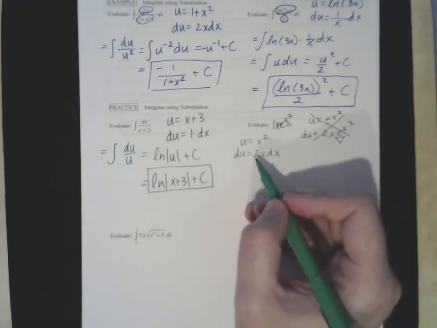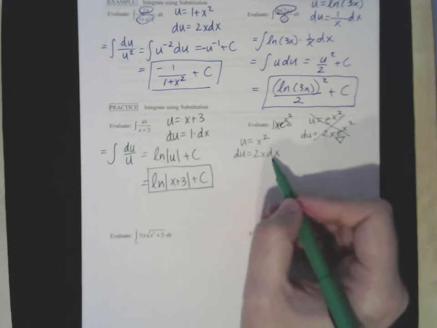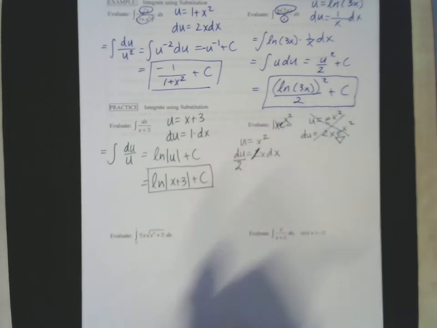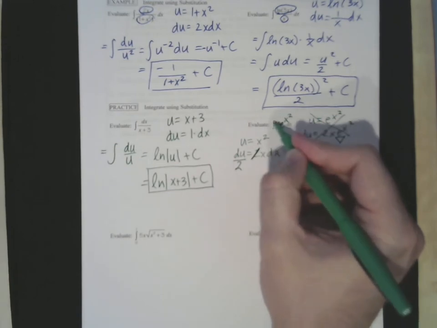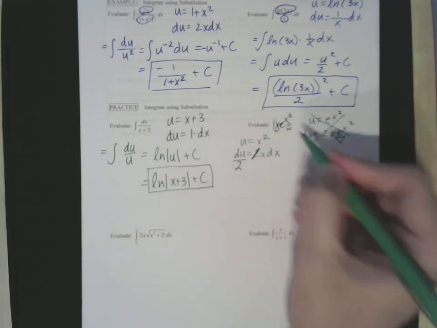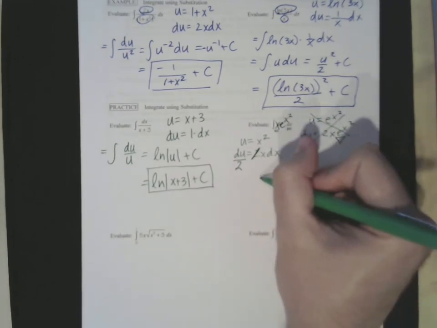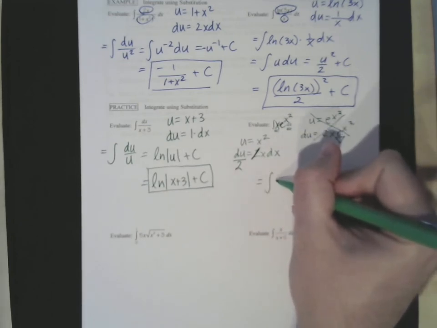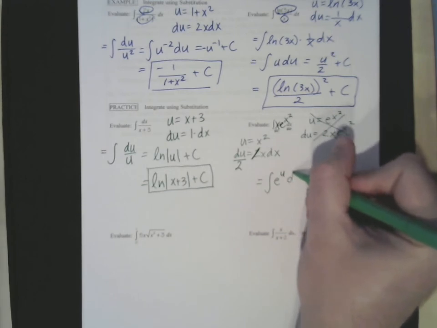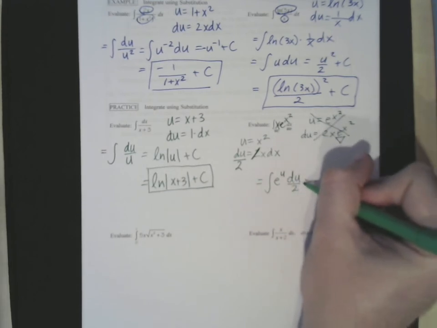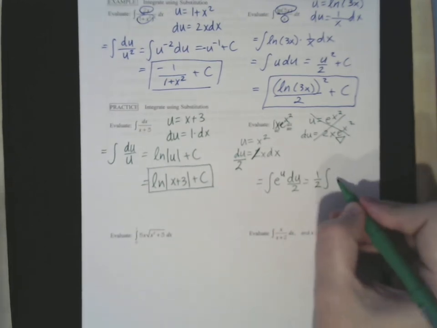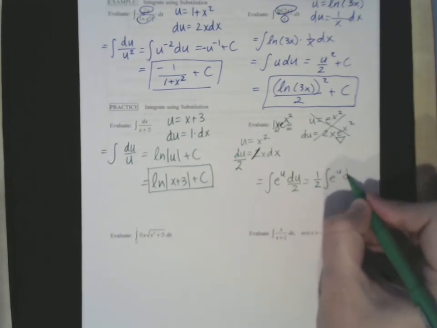So over here though, while we don't have 2x dx, if I divide by 2 and get rid of this, we do have du over 2 because we have x dx. Remember, it's commutative, so I can move these two things around. So my integral is really the integral of e to the u times du over 2, and we can always pull our constants out using our constant multiple rule for integration, e to the u du.